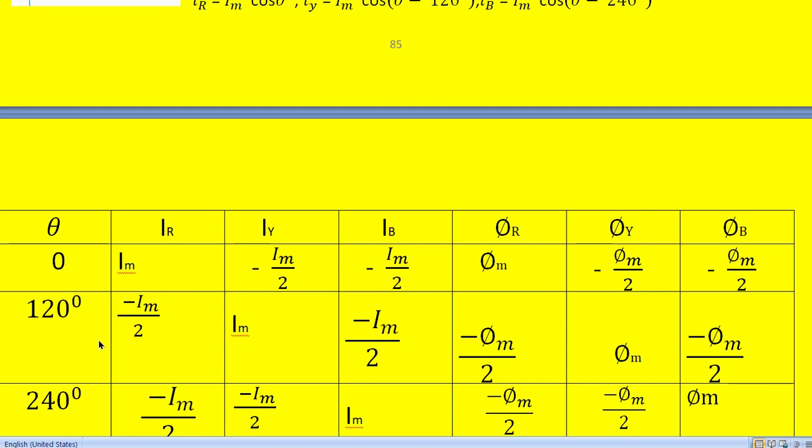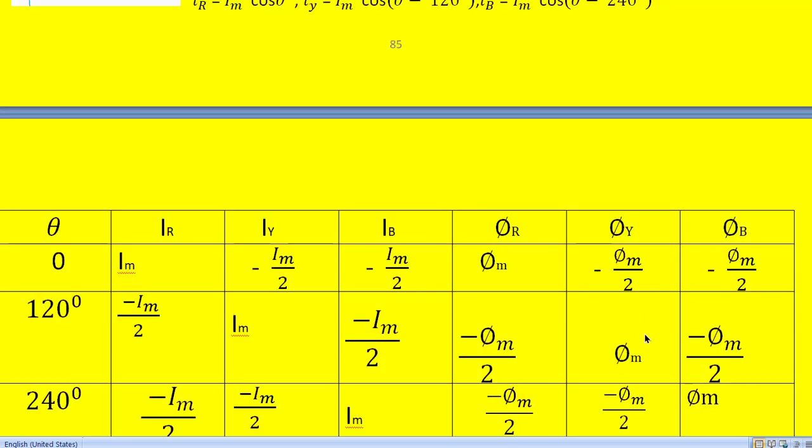Corresponding fluxes we can also see here. For the R phase, the current is minus Im by 2, so the flux is also minus phi m by 2. For the Y phase, the current is Im here, so the flux is phi m here. For B phase, the current is minus Im by 2 and its corresponding flux is minus phi m by 2.